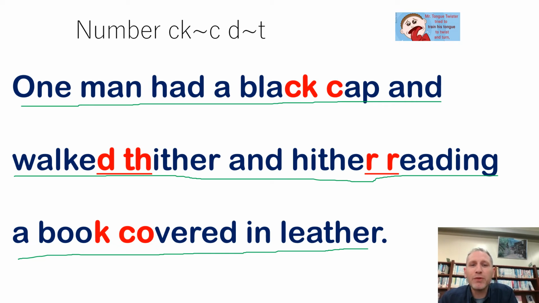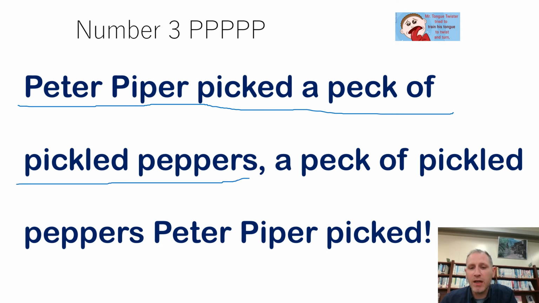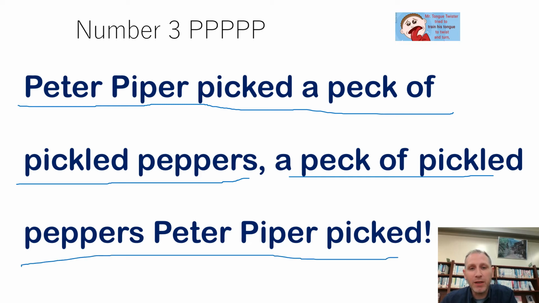Okay, I'm moving on to number 3. Sentence number 3 is all about P sounds. I'm going to read it slowly again, and you try to read at the same pace as me, and then I will read it quickly. Please note when I drop sounds and when I put words together to speed up. Okay, so here it goes. Peter Piper picked a peck of pickled peppers. A peck of pickled peppers Peter Piper picked.